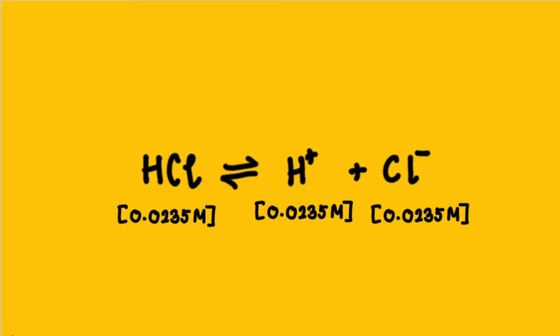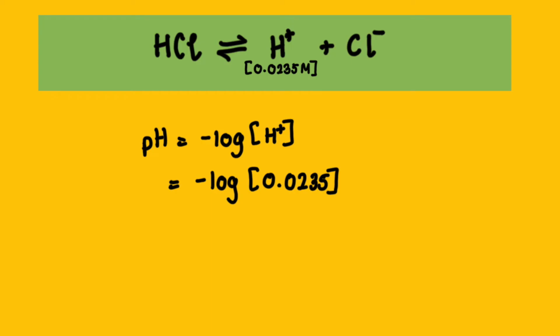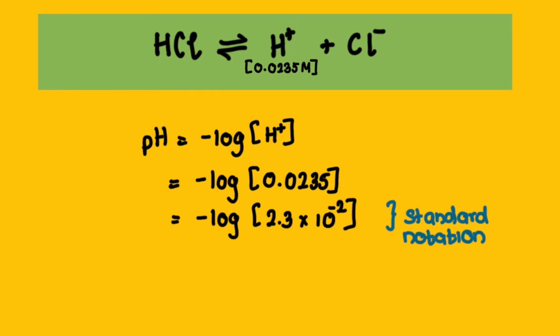0.0235 molarity. So all you have to do to find the pH of this specific solution is to input 0.0235 molarity of protons into the pH equation. The pH in this circumstance would be equal to negative log of 0.0235. This can also be written as pH equals negative log of 2.3 times 10 to the power minus 2. This is just the initial concentration represented in standard notation.